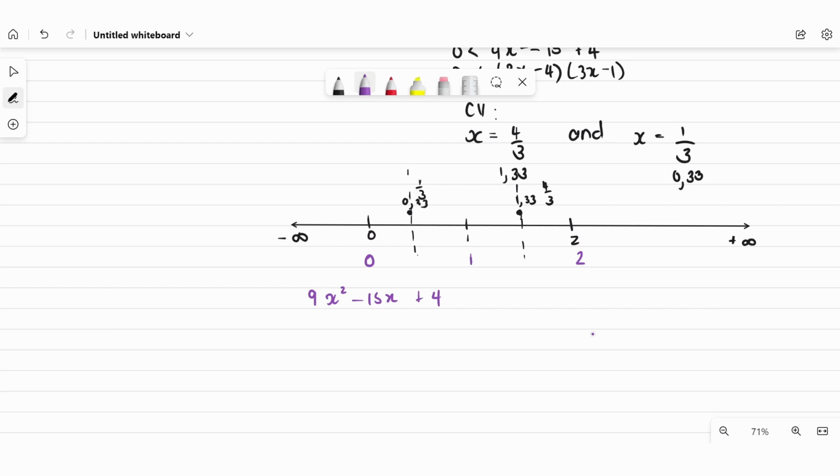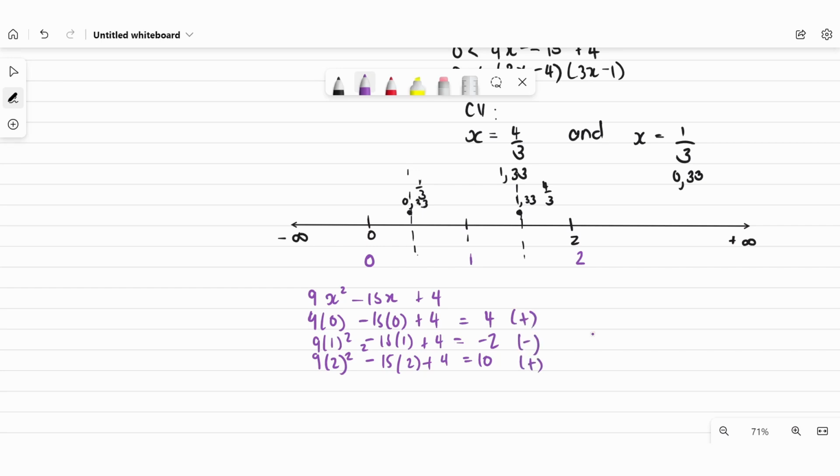So let's do that. When you're done substituting, for 0, you're going to get 4. For 1, it's negative 2. And for 2, it's going to be 10. What is really important here is actually the sign. The first one is positive. The second one is negative. And the third one is positive. So the signs are the ones that you're going to write here. Between negative infinity till 1/3, it's going to be positive. Then here it's going to be negative. Then the last one is going to be positive.